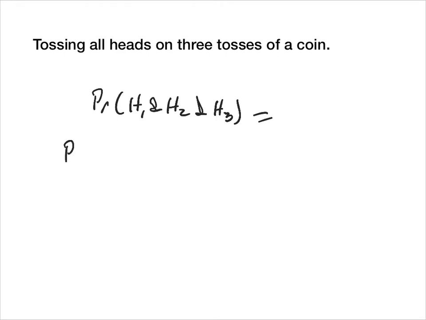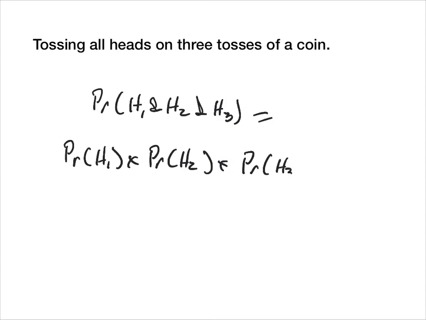So that means the probability of those is equal to the probability of heads on the first toss times heads on the second toss times heads on the third toss equals 1/2 times 1/2 times 1/2 equals 1/8. Okay?